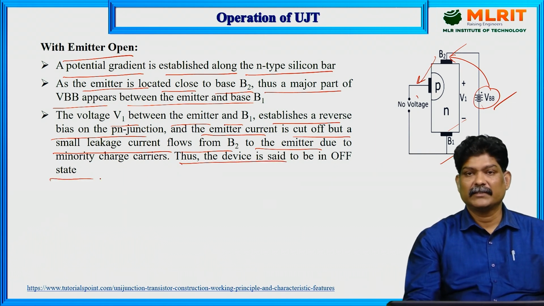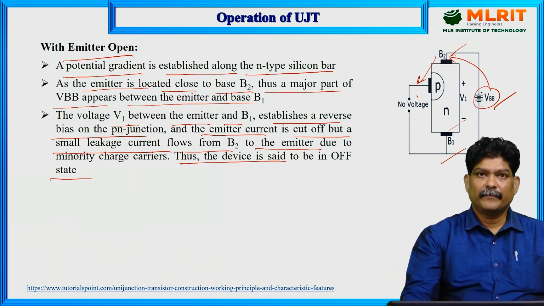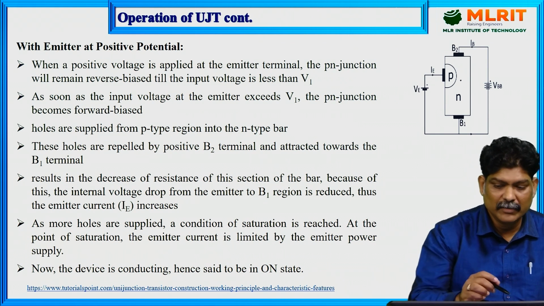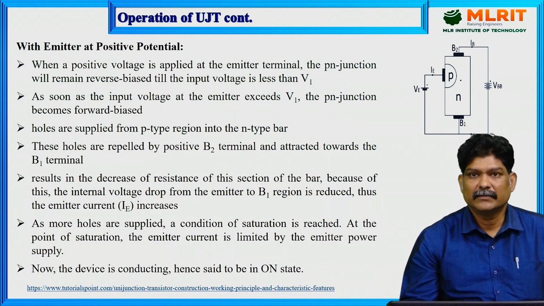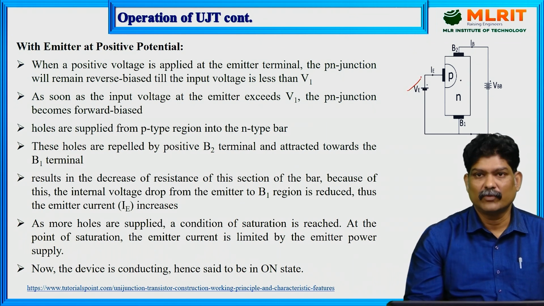So in this case we can say your UJT is in reverse bias state or off state. Now coming to the second operating mode of UJT, where we are giving some gate voltage.